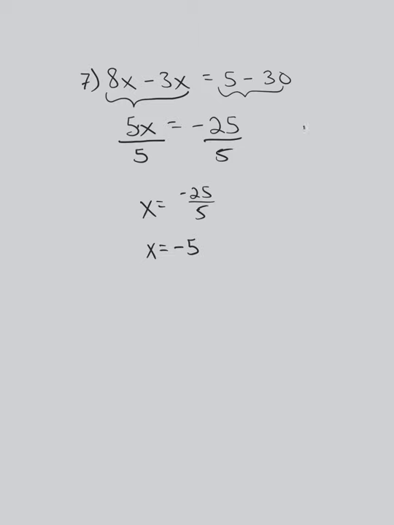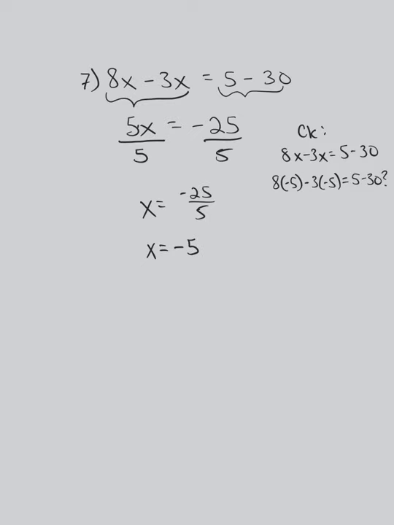Why do I say probably? Because I still need to check it. Remember to always check back into your original equation. Don't check on anything that you've done work on because you may have made a mistake. All right, so I'm plugging in x equals negative 5, and we're wondering if that equals 5 minus 30.